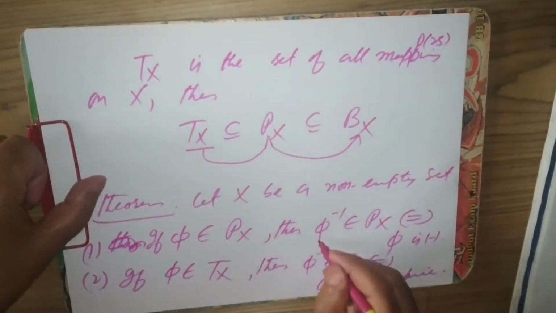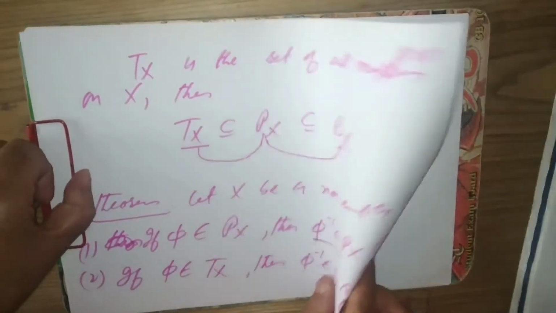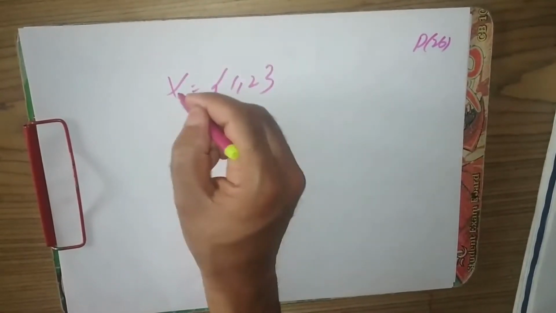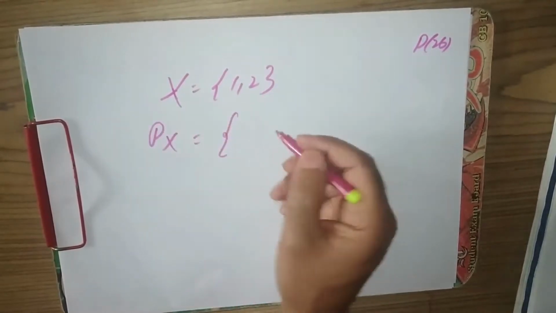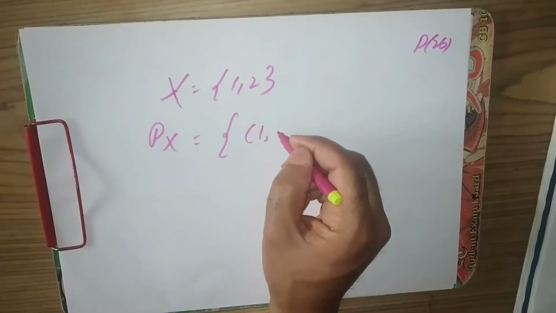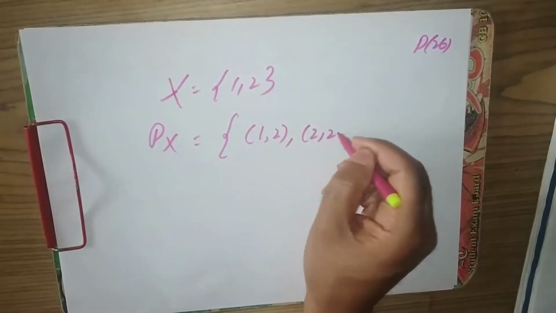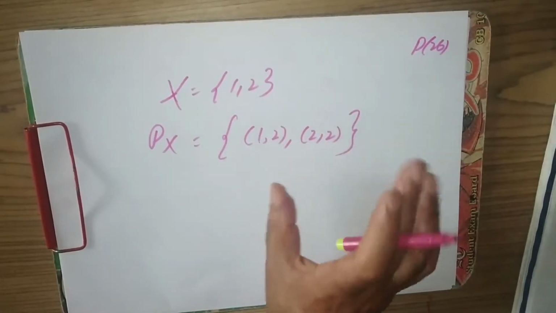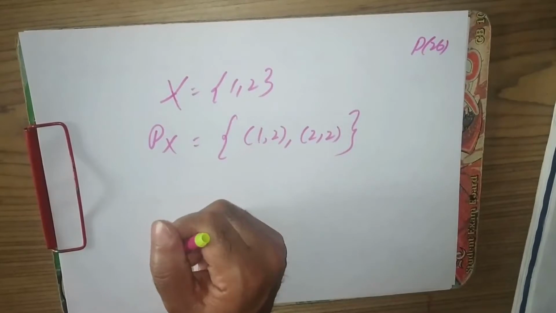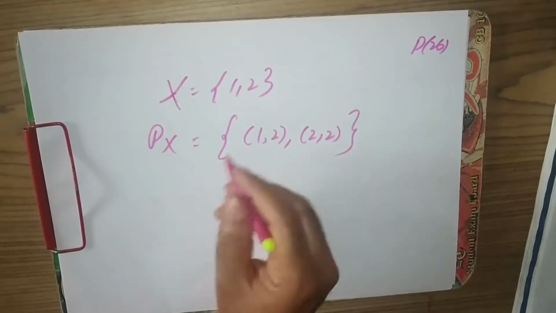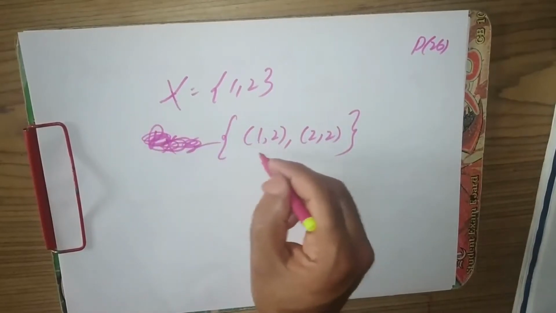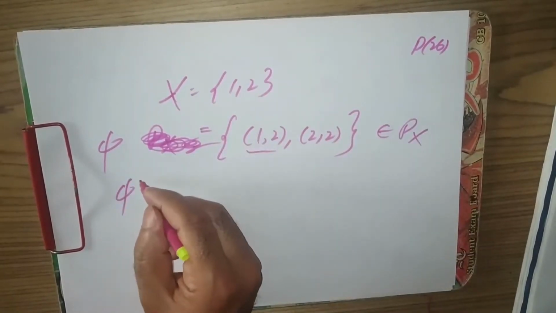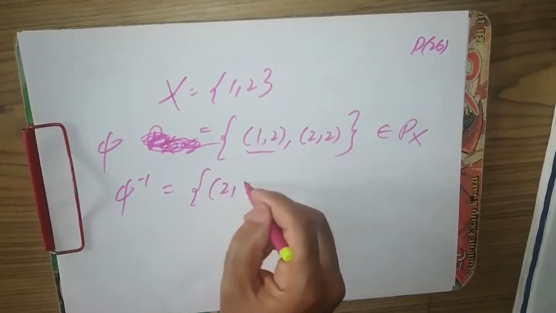So I will give an example where phi is in Px, phi is a partial map, but phi inverse is not a partial map. I will explain it with an example. Let's take X equal to {1, 2}. Let's take phi equal to {(1, 2), (2, 2)}. It's in Px because the image of every element is unique. The image of 1 is only 2, the image of 2 is only 2. This is one of the partial maps. This is phi, phi belongs to Px. But what's phi inverse? Phi inverse is this: {(2, 1), (2, 2)}.